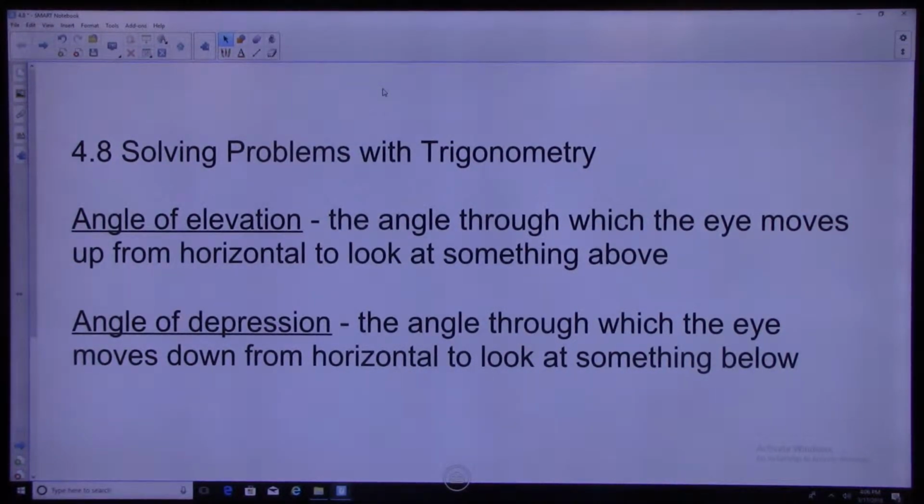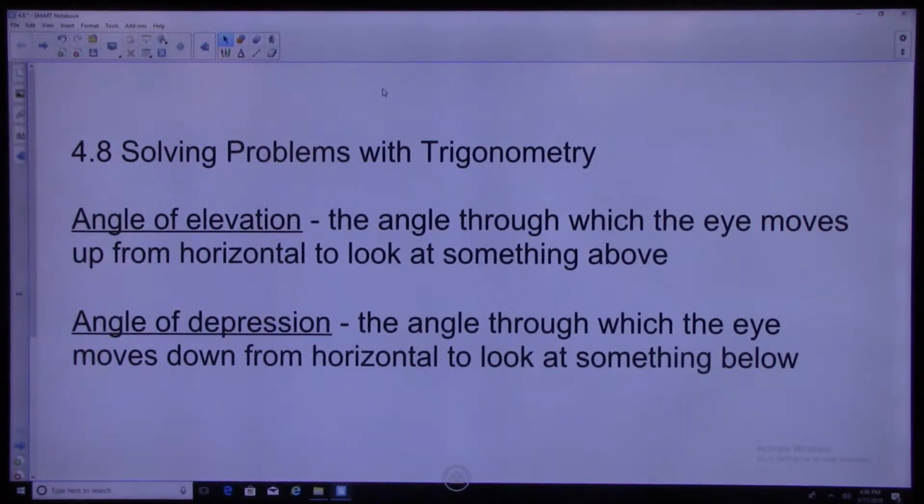So let's first write down these two terms. The first one is angle of elevation, angle of depression. Now I know we've talked about this in geometry. So the angle of elevation is going to be the angle through which the eye moves up from horizontal to look at something above. So essentially it's the angle formed by your line of sight and just some random horizontal line.